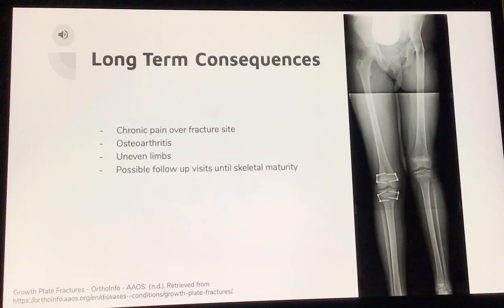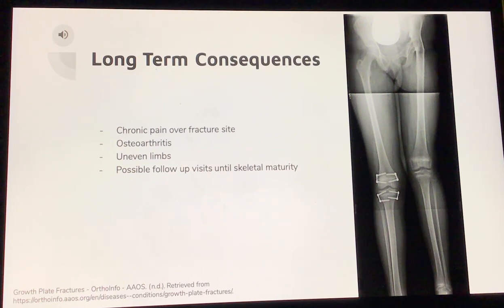Long-term consequences. There may be chronic pain over the fracture site after healing. Osteoarthritis is not uncommon later in life because these fractures are occurring typically along joint lines and can impact the structural integrity of the cartilage. Uneven limbs can occur because of an overstimulation of healing by the limb. There will be increased osteoblastic recruitment activity to the fracture site, causing it to essentially overheal the site. When this happens, the injured limb is consequently longer than the uninjured limb.